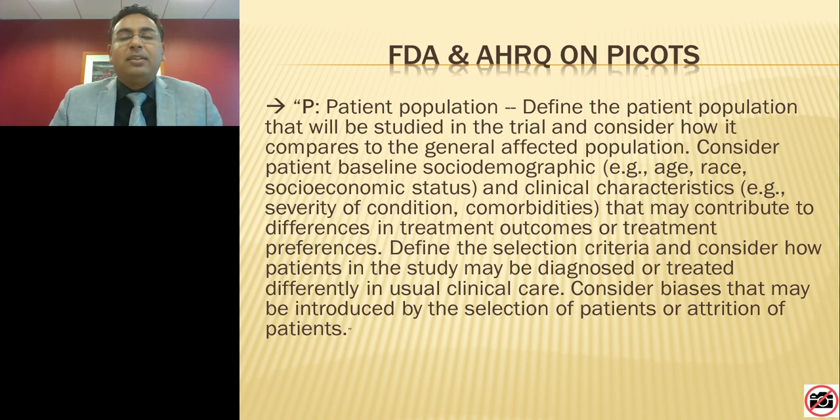So in PICOTS, the P is for patient population. You have to define it. Sometimes you may have to get into subpopulation. This is where you define if you are concerned about certain age ranges, if you're concerned about gender, if you're concerned about maybe stage 3 versus stage 4 cancer, what type of cancer?